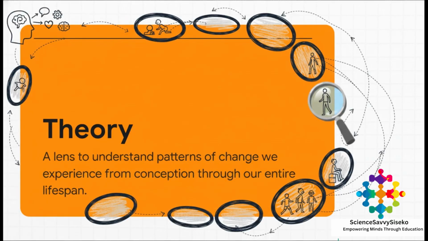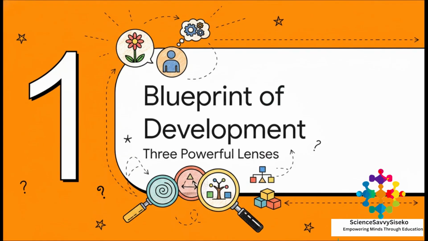Now, when we say theory, don't think of some rigid, stuffy rulebook. It's much better to think of each theory as a unique lens. Each one gives us a totally different perspective on human growth, a different way to look at how and why we change throughout our lives. So today, we're going to explore 3 of these major theories. And what's cool is that each one offers a completely different but equally important angle on how we develop.